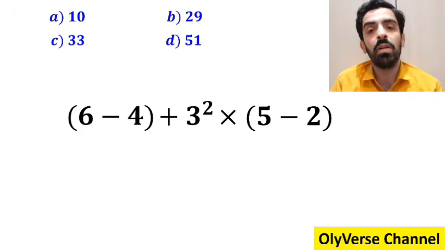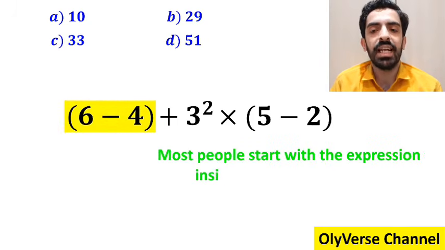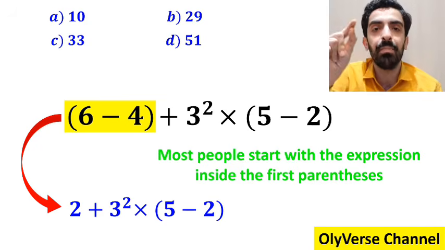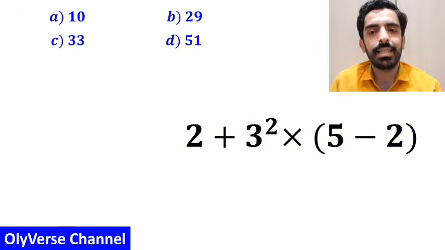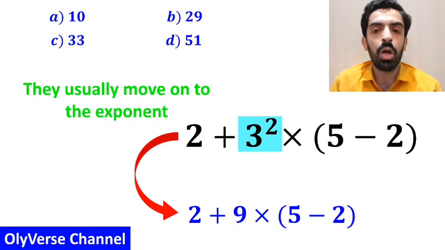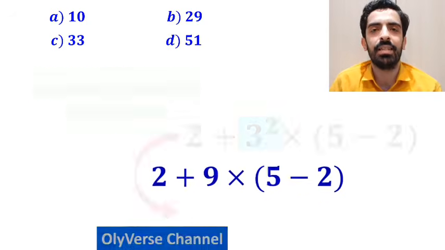The first step to solve this question, most people start with the expression inside the first parentheses and simplify this expression to 2 + 3² × (5 - 2). In the next step, they usually move on to the exponent and replace this expression with 2 + 9 × (5 - 2).